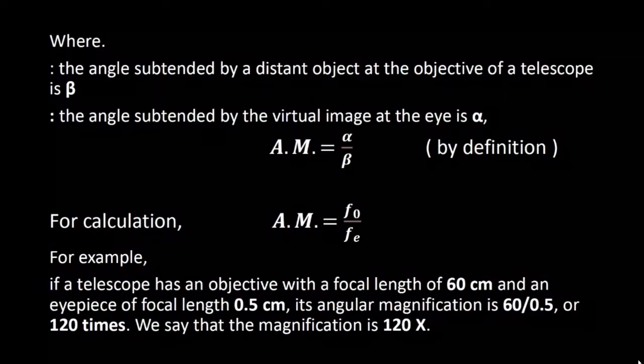Okay, sorry. So for example, if we consider the telescope with focal length 60 centimeters and the eyepiece focal length 0.5 centimeters, the angular magnification, that is AM, will be 60 upon 0.5, and that would be 120 times. So this is what we call 120 times magnification of the light that we see. Next slide, please.